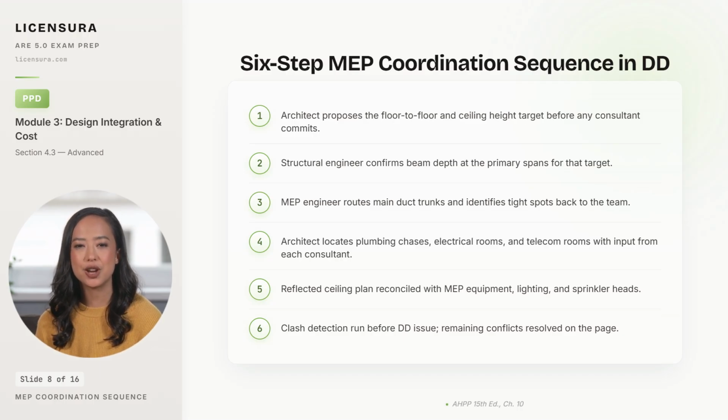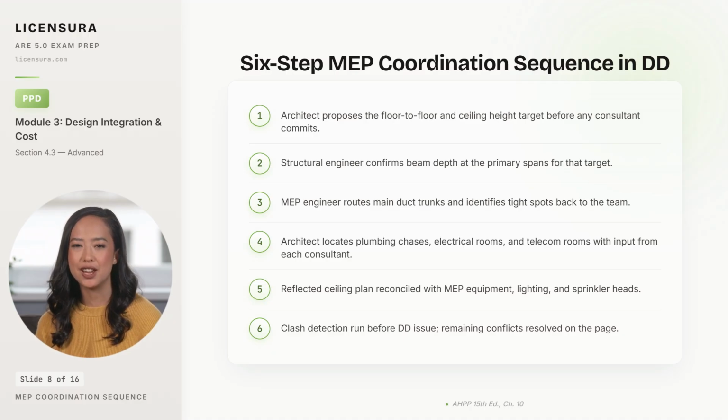Fourth, the architect locates plumbing chases, electrical rooms, and telecom rooms with input from each consultant, so the equipment room footprint matches the equipment that will live there. Fifth, the reflected ceiling plan is reconciled with MEP equipment, lighting fixtures, sprinkler heads, and access panels, because the RCP is the single drawing where every system collides.